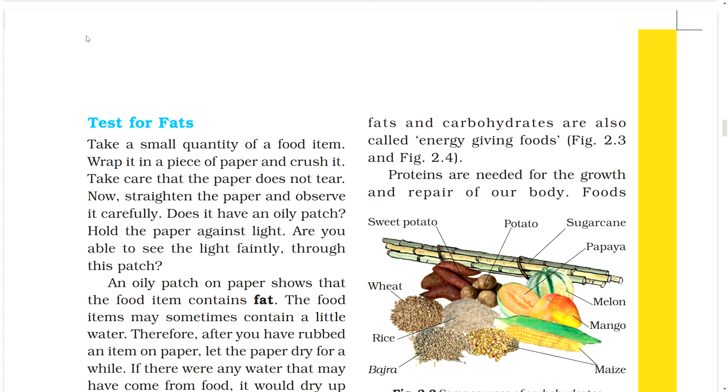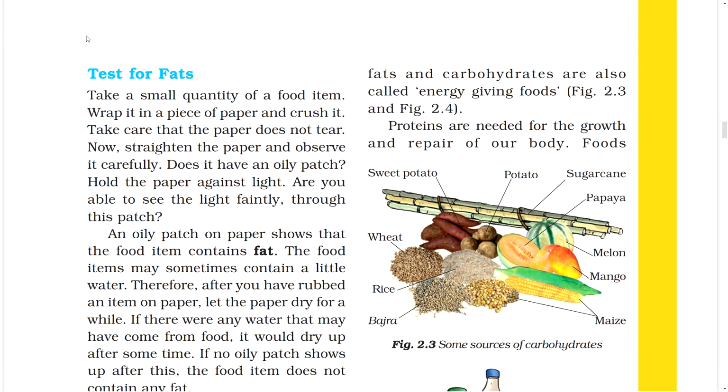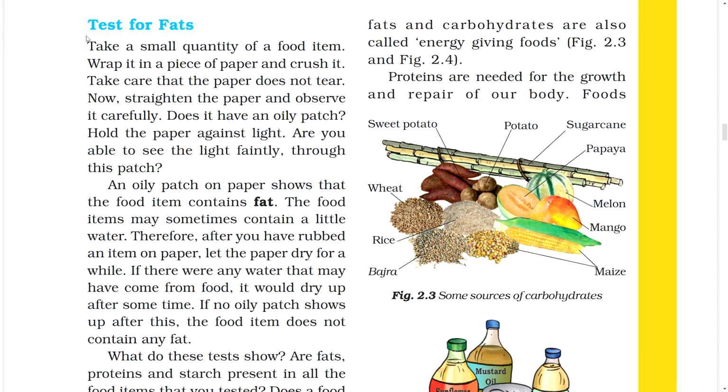let the paper dry for a while. If there were any water that may have come from food, it would dry up after some time. If no oily patch shows up after this, the food item does not contain any fat.